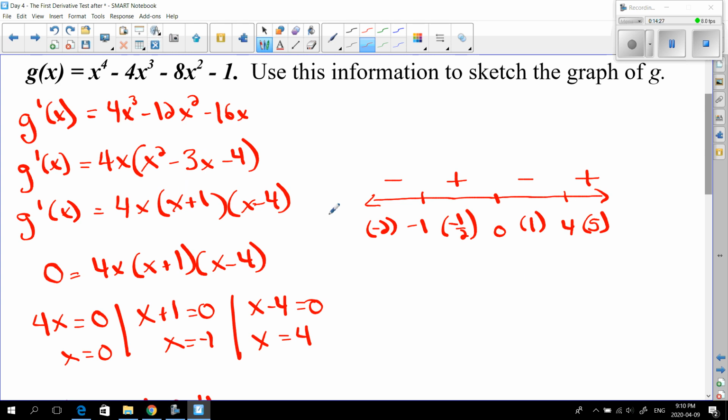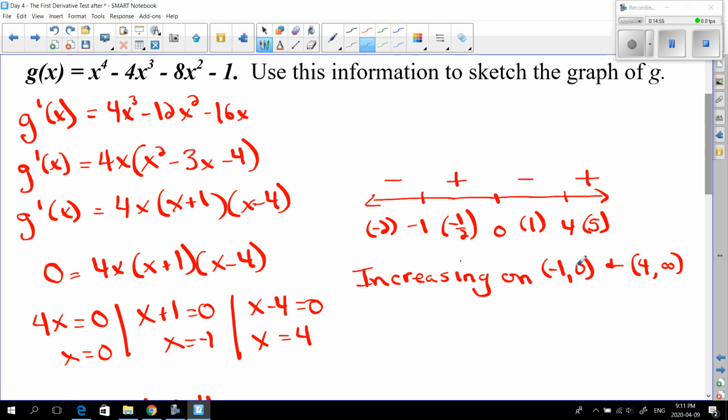So here's what this number line tells me. It tells me that the function is increasing. The function g of x, this fourth degree polynomial, it's increasing on -1 to 0, and from 4 to infinity.